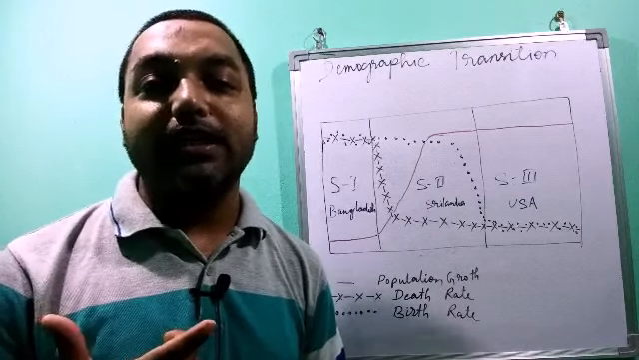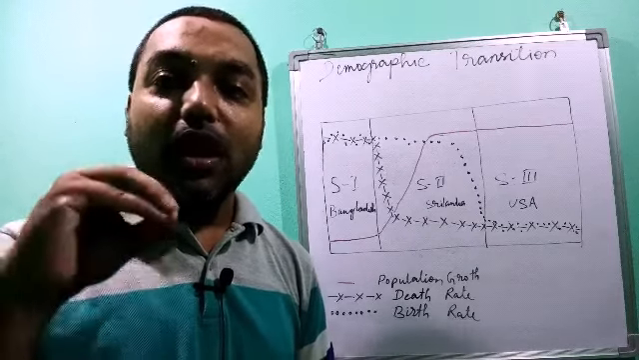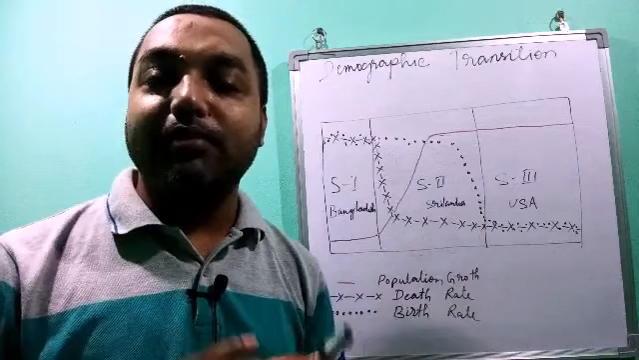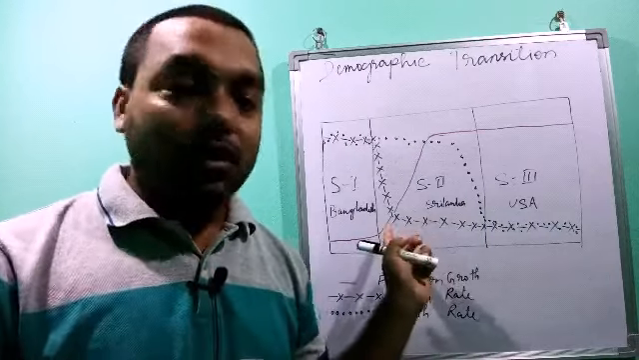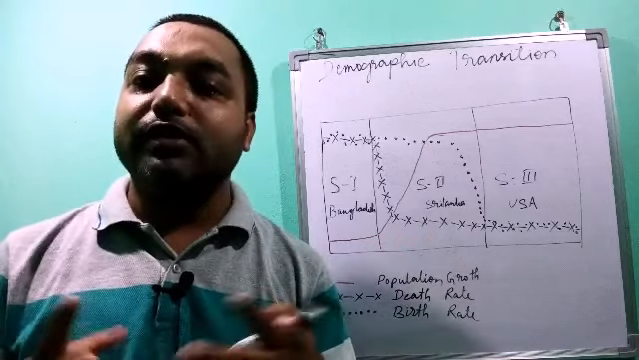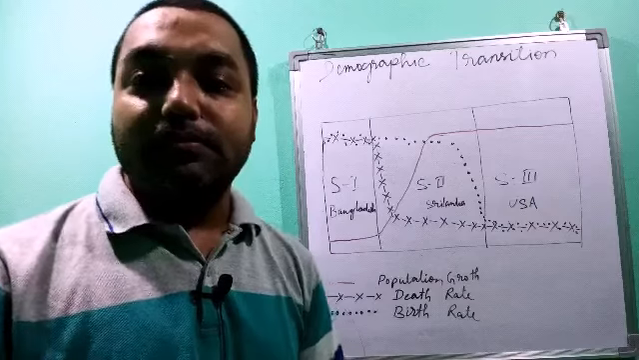And because China is a communist country, they implemented the policy so harshly that every couple in the population was compelled to follow what was said. So this was about the demographic transition model.